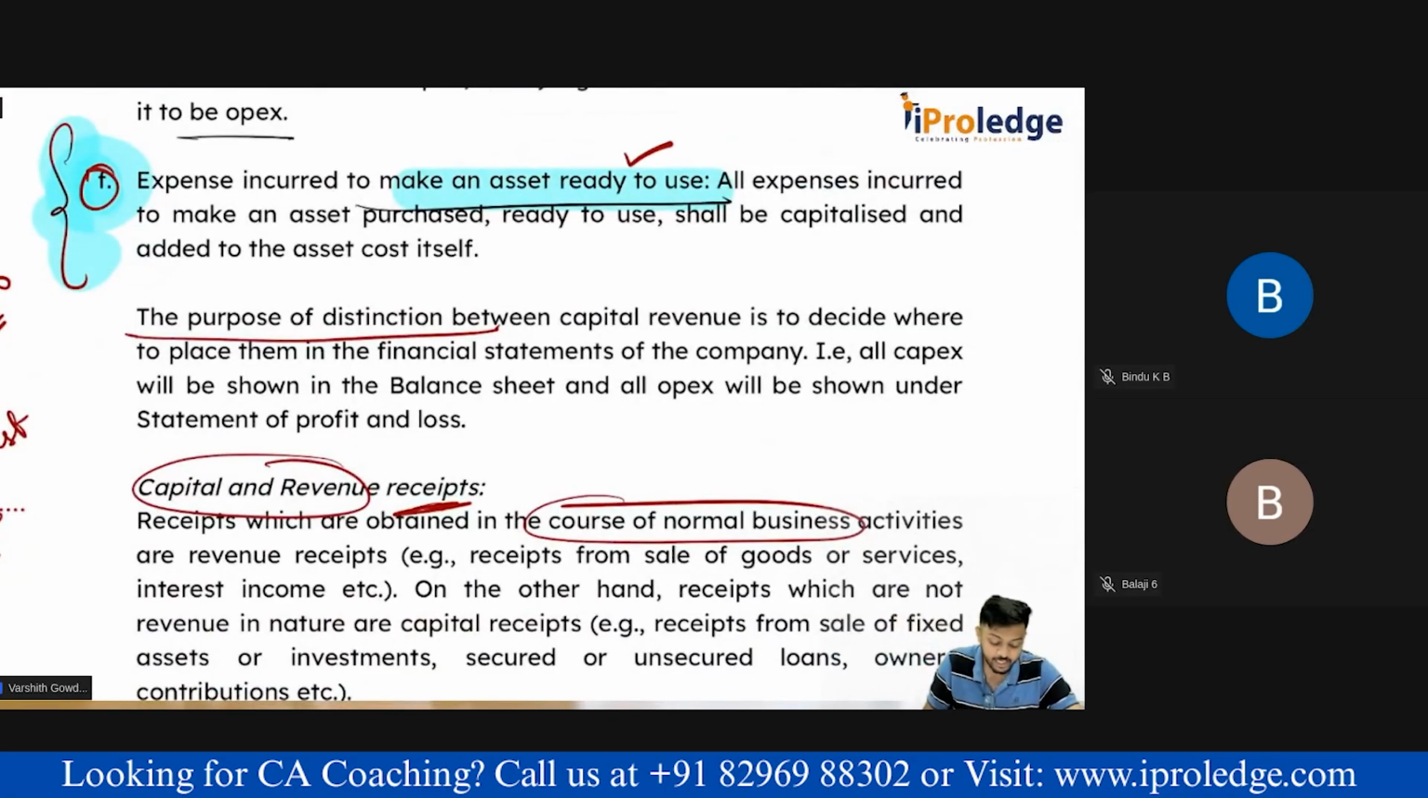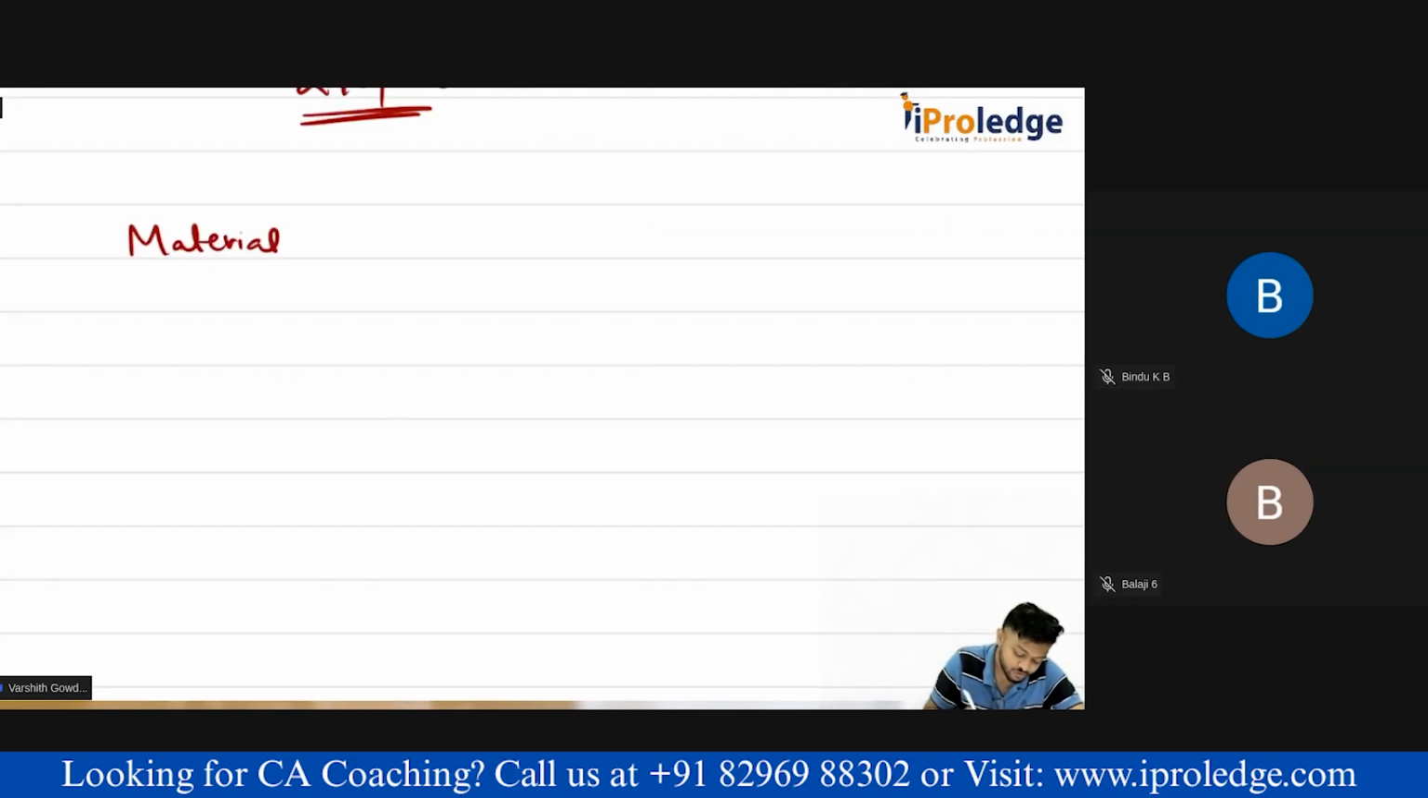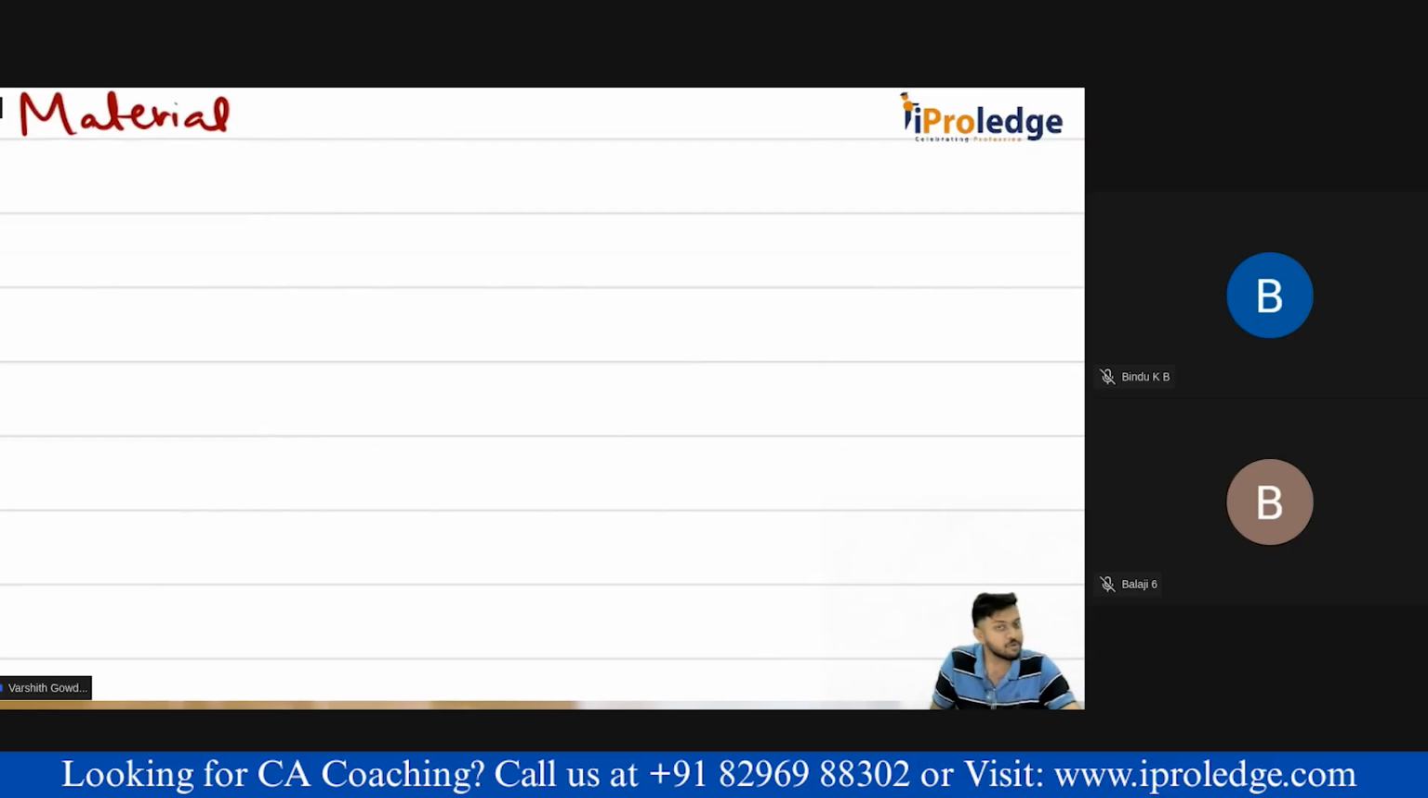All the expenses incurred to make an asset ready to use. This is the last criteria. Suppose you're purchasing or constructing some asset, say a building or machinery. To purchase you have paid some 5 lakh rupees. The accounting standards say that whatever expenses you have incurred on the same asset until the stage of that asset becoming ready to use, all that expenditure should be capitalized and it should go to the balance sheet.